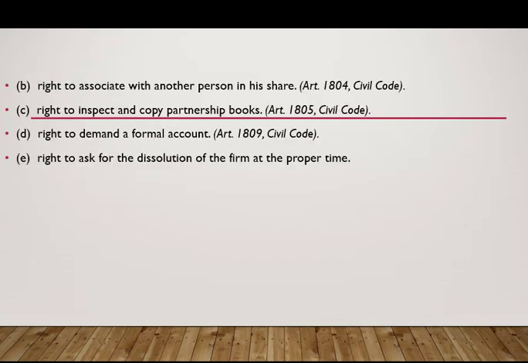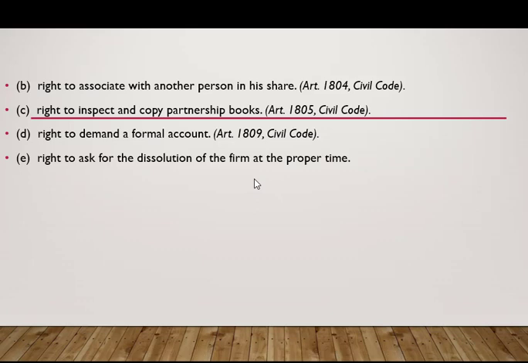Other rights include the right to associate with another person in his share. If you could recall the concept of sub-partner, way back that we have discussed it already in the first part. And then the right to inspect and copy the partnership books. You have the right, this one is for a reasonable hour. We'll be discussing this later as well. And the right to demand a formal accounting, and the right to ask for the dissolution of the firm, for valid causes, and at a proper time.